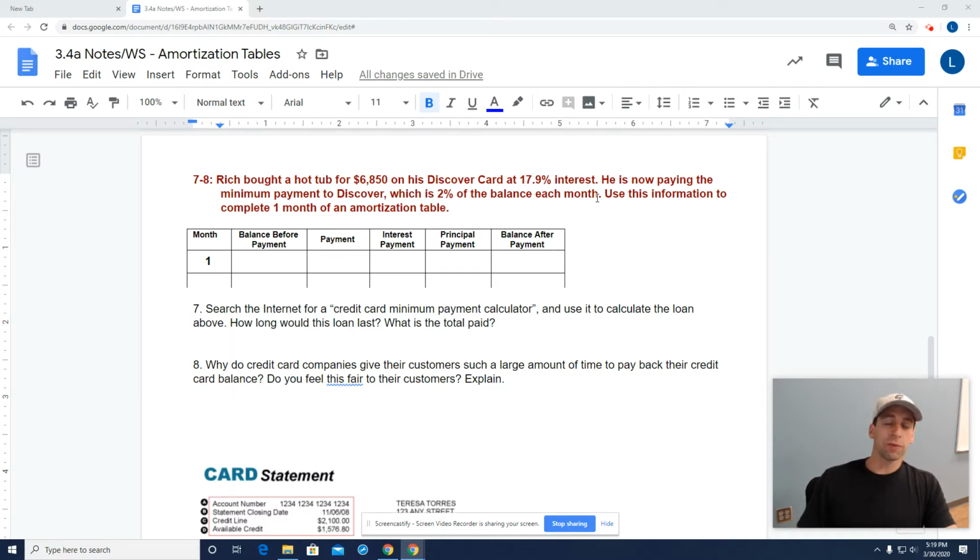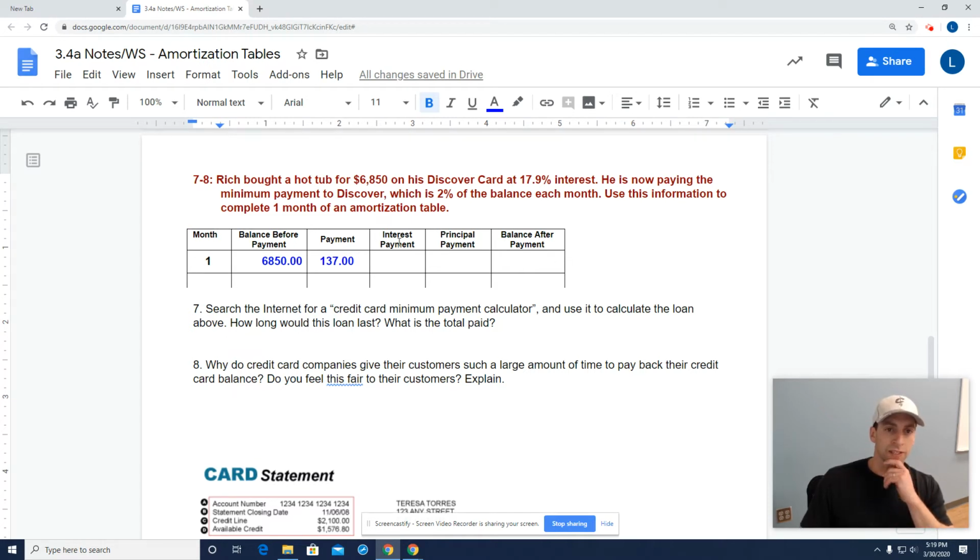All right. And by the way, I didn't make up that 2%. I actually looked it up. I went to Discover's website, looked up what their minimum payment is on their cards, and it was 2%. All right, so let's go ahead and put in the balance. You bought a $6,850 hot tub, Rich. So there's your balance on the credit card. And his payment is going to be 2% of that 6,850. So go ahead and do 0.02 times 6,850, and that gives him a payment of $137. Okay, so that is his monthly payment.